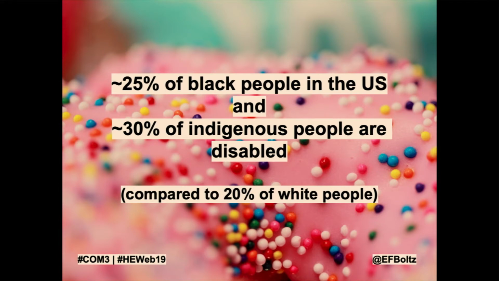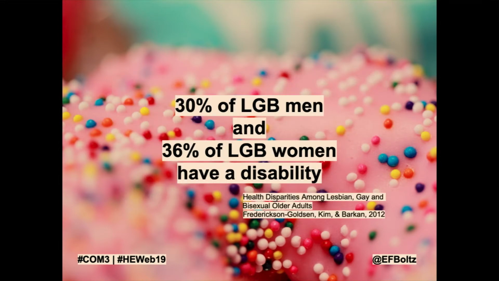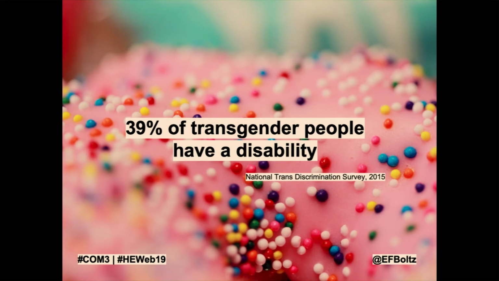And then looking at this data through some other lenses. And again, this is kind of difficult to grasp because it's largely self-reported. 25% of Black people in the US and 30% of Indigenous people have a disability. 30% of LGB men and 36% of LGB women have a disability. This is from an NIH study, the National Institutes of Health, so this is a pretty concrete number. But again, it was a study, so it's a limited number. And 39% of transgender people have a disability.